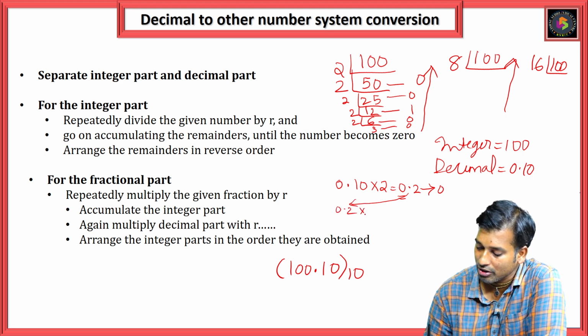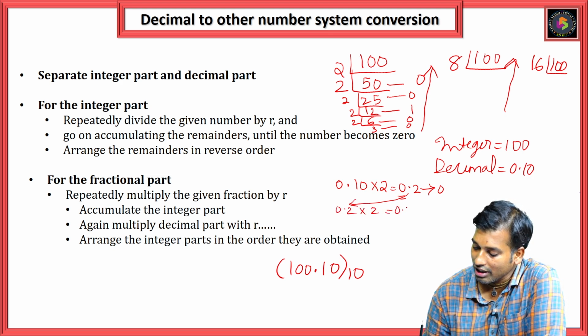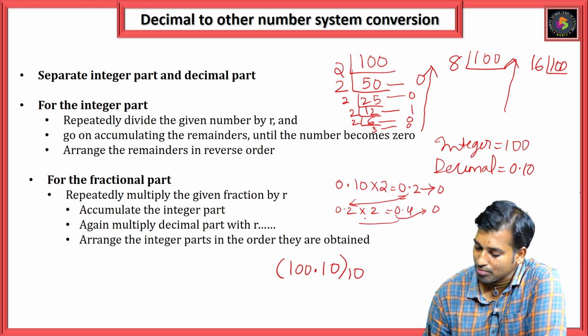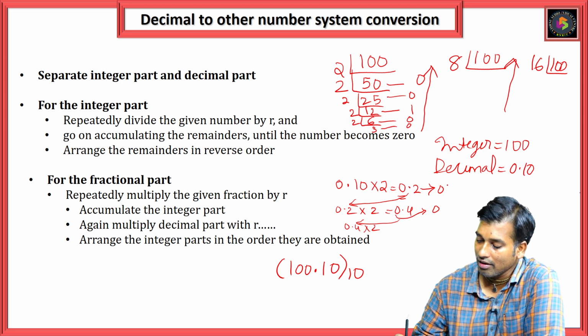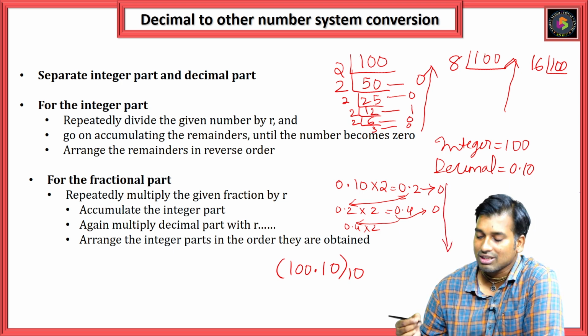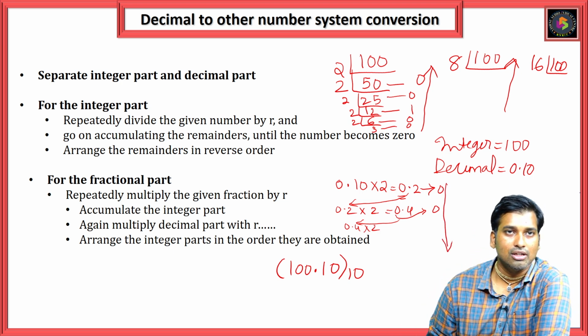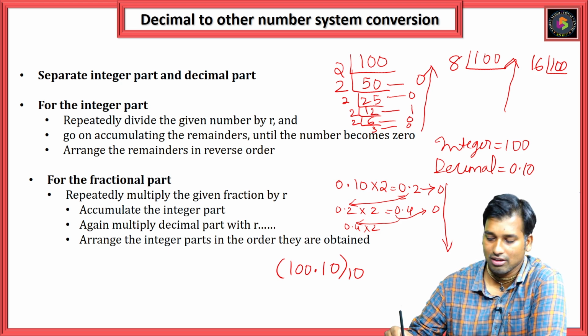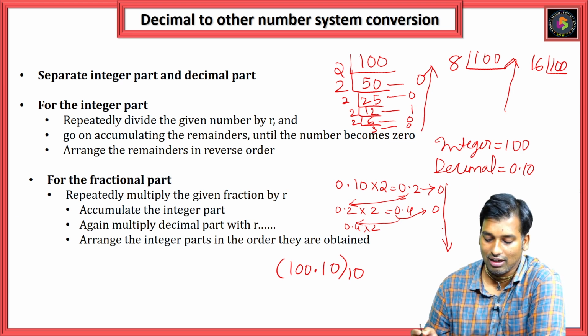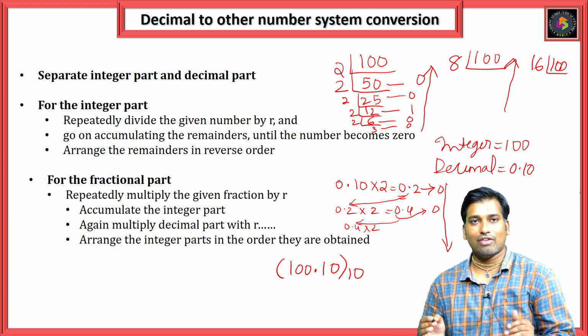Again, I have to multiply by 2. 0.4. The integer part, again, is 0. The fractional part is 0.4. So I have to continue this process up to a certain number of decimal places, up to 4 or 5. Then I have to collect all the digits in the same order as I calculated. Then I can get the fractional part.